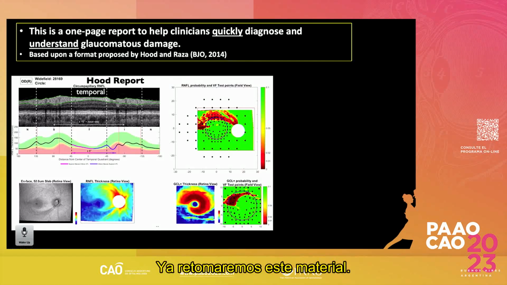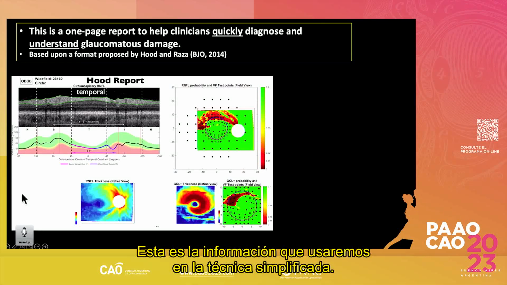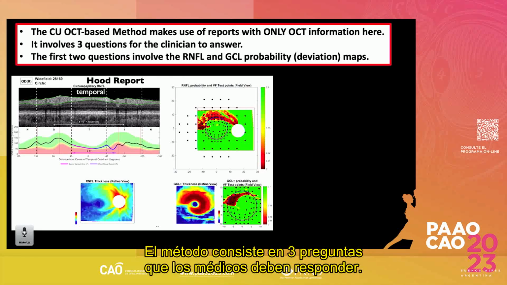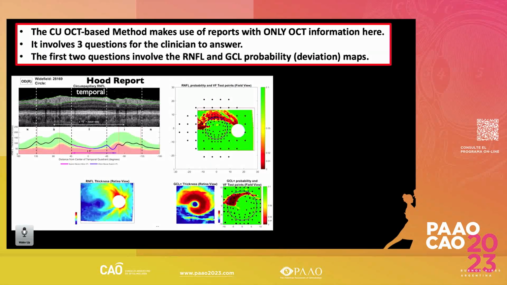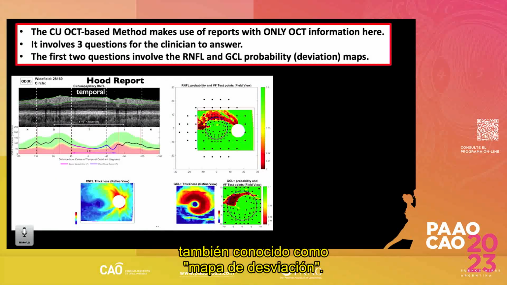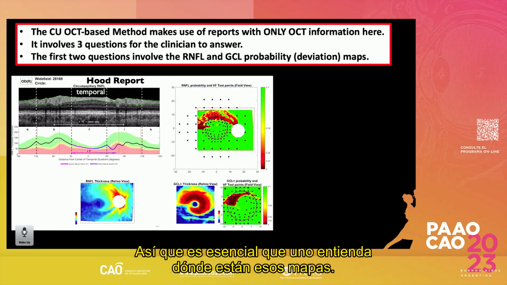So we're going to get rid of these temporarily. This is the information we're going to be using in the simplified technique. So the method involves three questions for the clinician to answer, and the first two questions involve the retinal nerve fiber layer and ganglion cell probability, sometimes called deviation maps. So it's essential that you understand what those maps are.